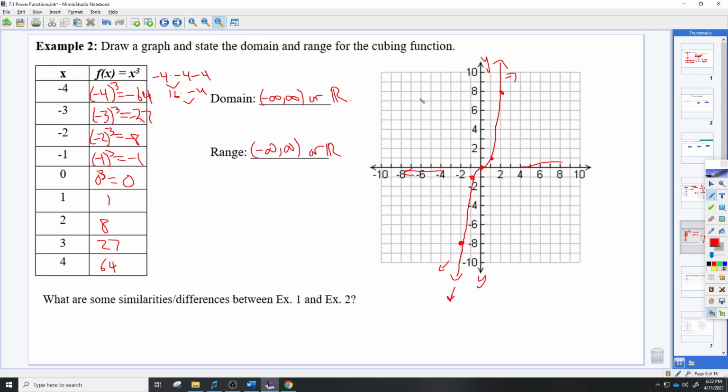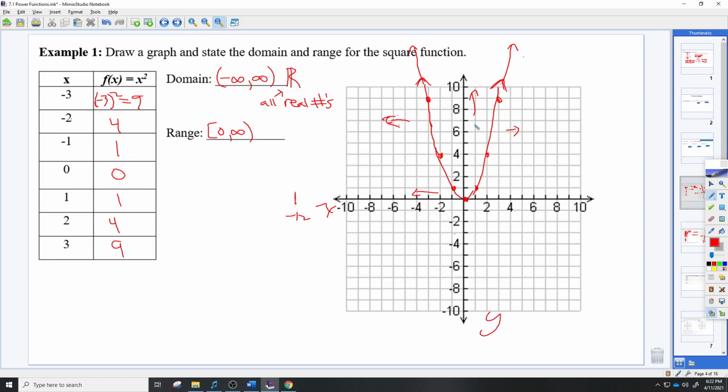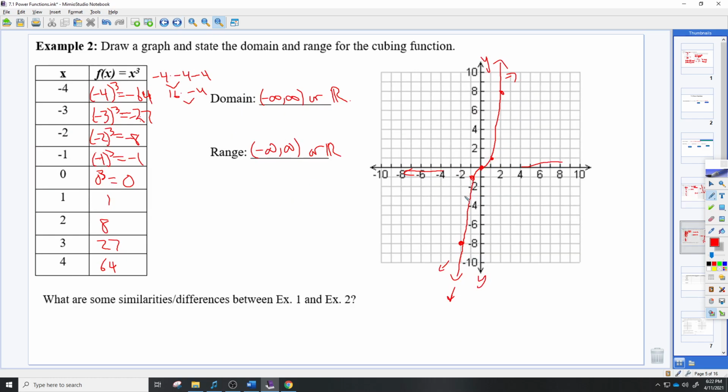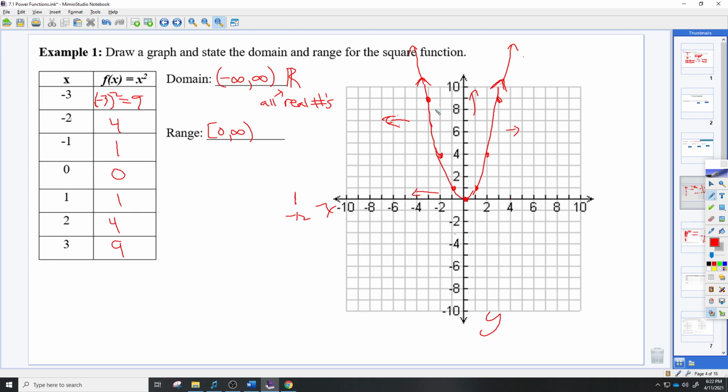They both include this first quadrant, right? They're both in this quadrant, but the other part of it is not in the same quadrant. So this one is in the third quadrant, and then this one back here is in the second quadrant. Maybe we should talk about quadrants. It goes around the circle. 1, 2, 3, 4. It's counterclockwise.